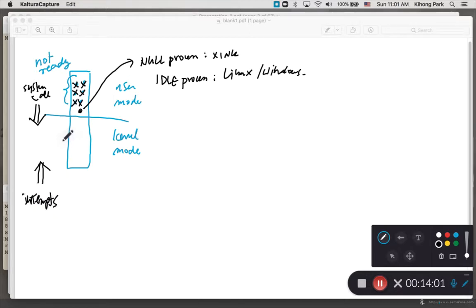And the kernel we viewed as being subdivided into two major subsystems. The upper half that responds to the system calls, and the lower half that responds to interrupts. That's our current view. We are going to make it more and more complex as we go along. But this is so far our view.